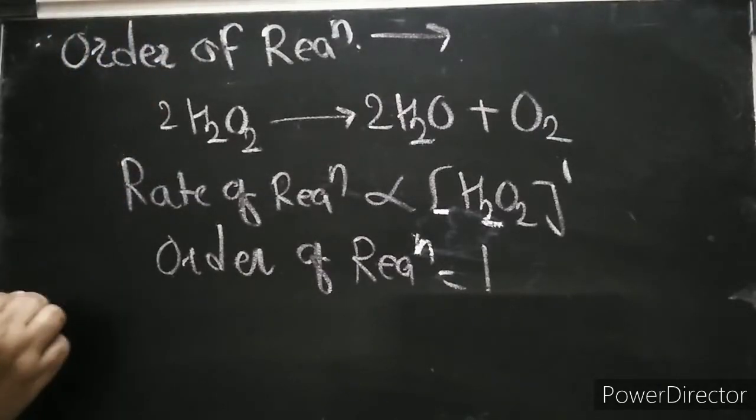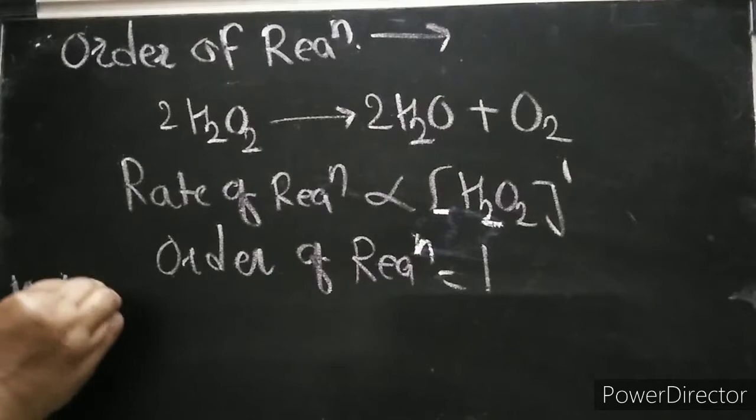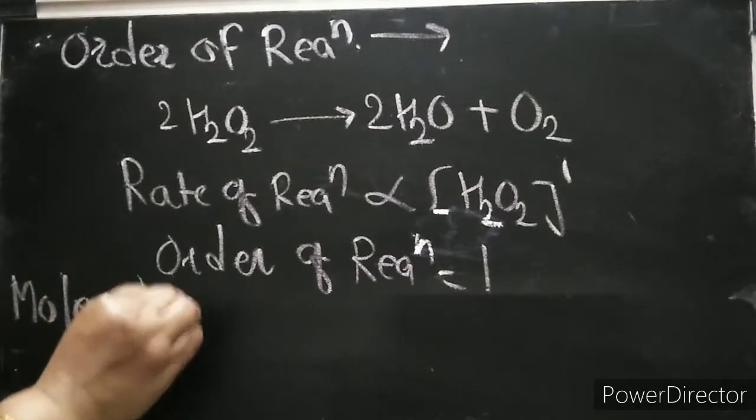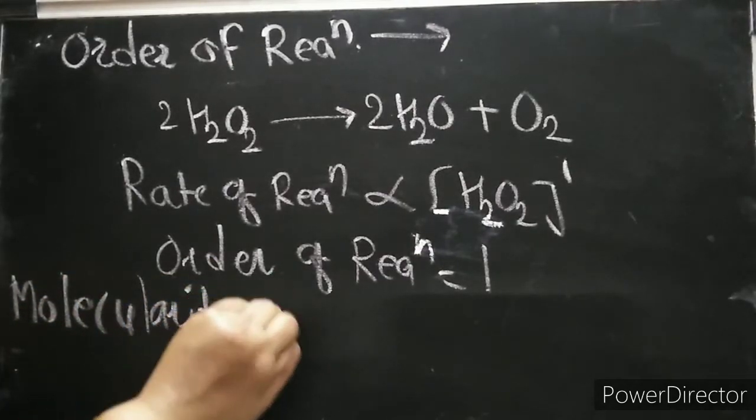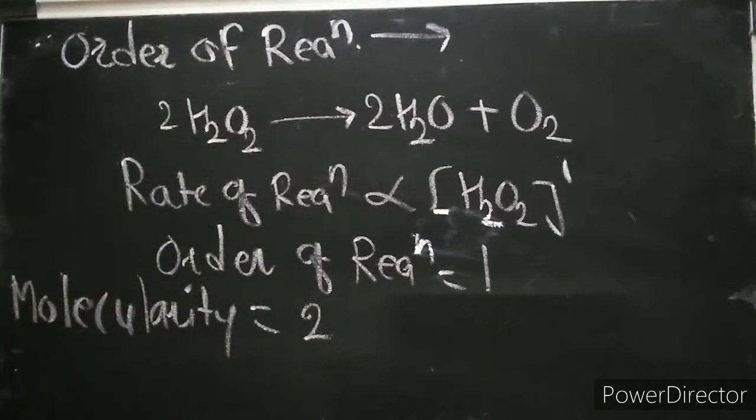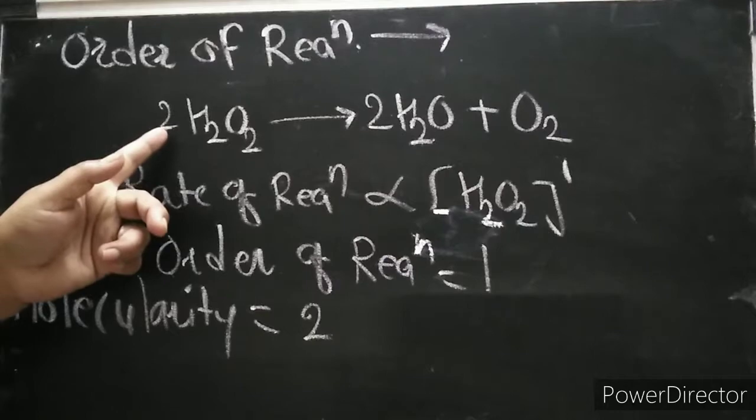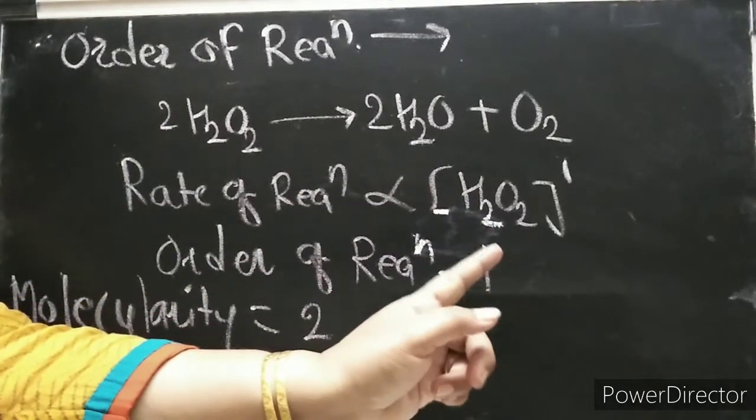So the next concept after order is molecularity. What is the molecularity here? It is 2. The actual number of molecules of reactants taking part in an elementary, simple reaction is called its molecularity. So for this reaction, molecularity is 2, but the order of reaction is 1.